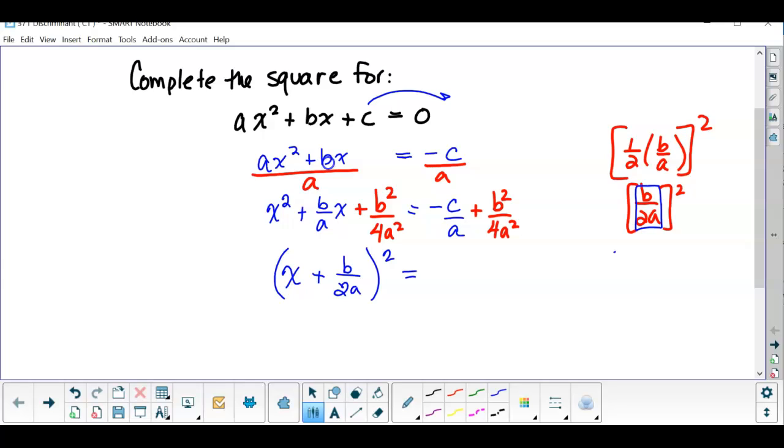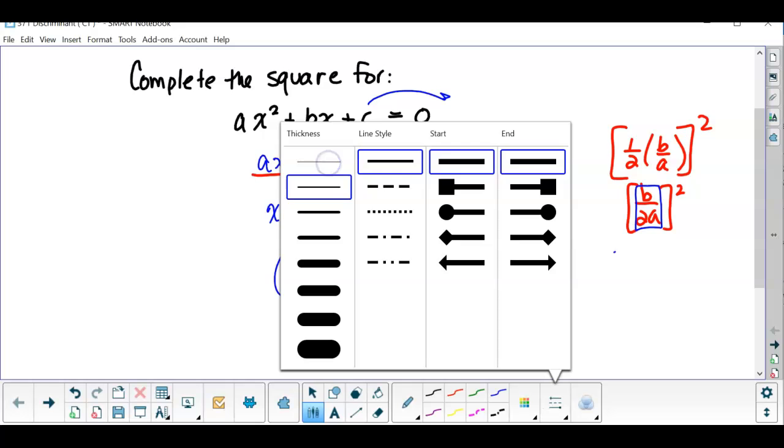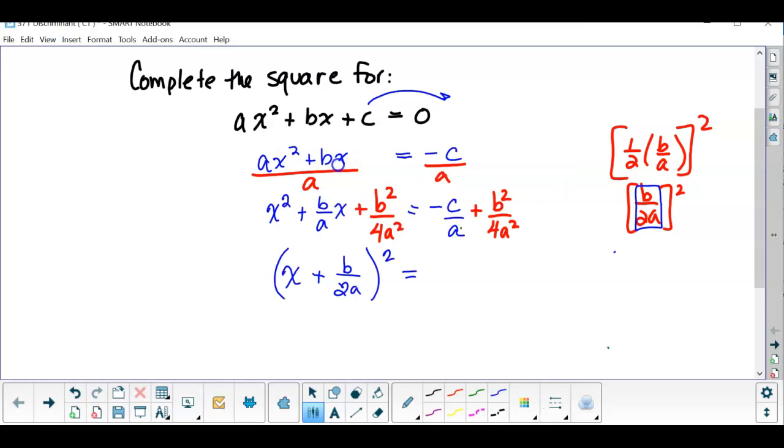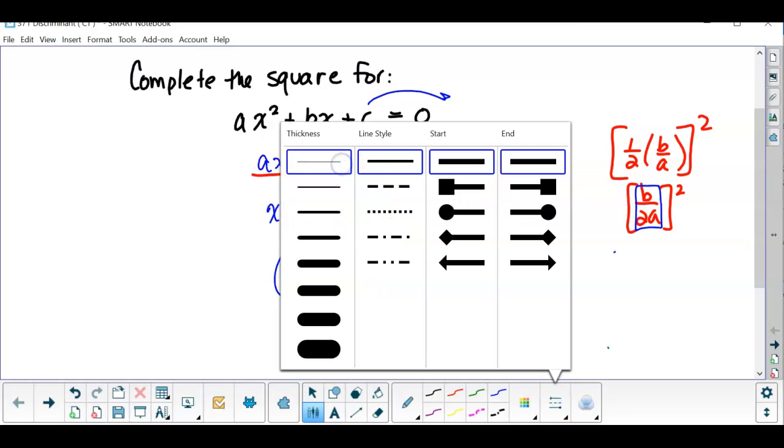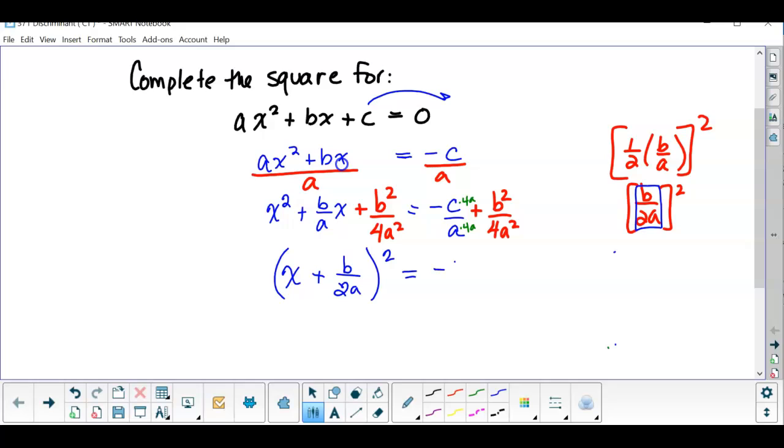And then we would always collect like terms. Well, here there's no x's, so these are like terms. These are all numbers. But we need a common denominator. So common denominator is 4a squared. So really here we're multiplying this. We got to multiply by 4a, top and bottom. So that's going to be negative 4ac plus b squared over 4a squared.